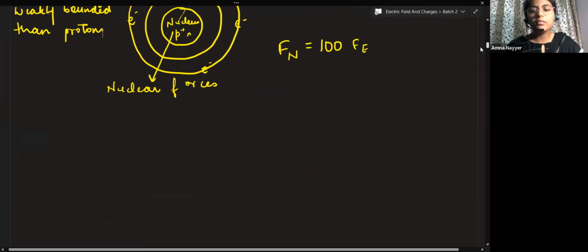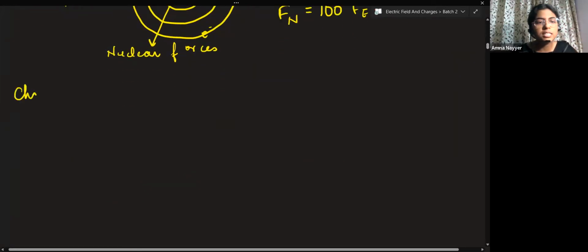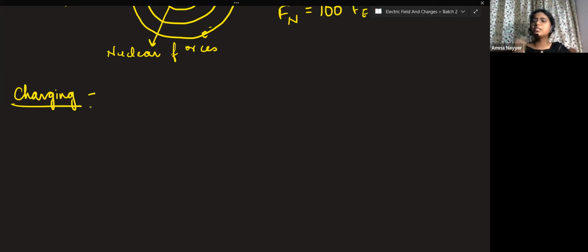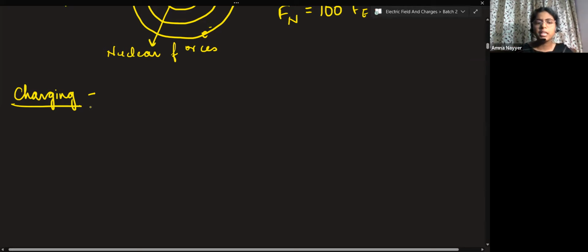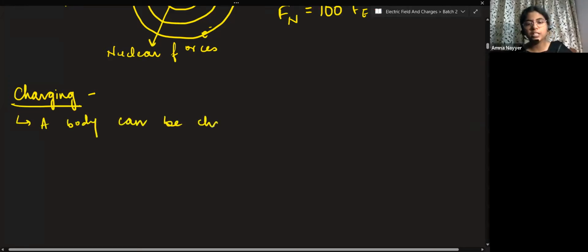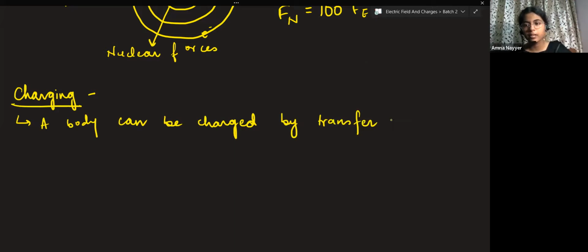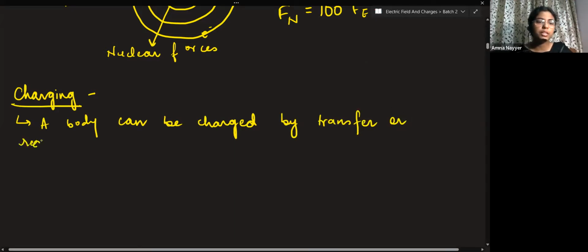What I was referring to is mainly this process that we call charging. The transfer of electrons is mainly charging. When we say a body is charged, it means transfer of electrons has occurred. One more thing, redistribution of electrons also occurs, which we will see in detail. Let me write the definition first. A body can be charged by transfer or redistribution of electrons.